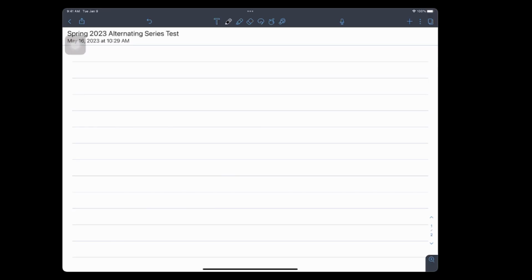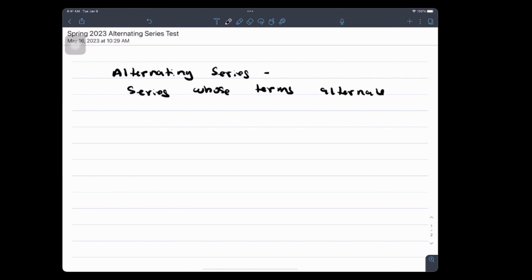That, we have to know what an alternating series is. Okay? So here's what an alternating series really is. It's a series whose terms alternate between plus or minus, minus or plus.